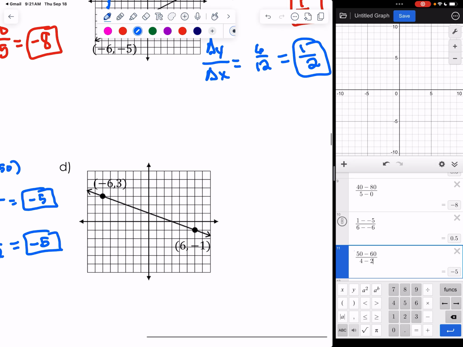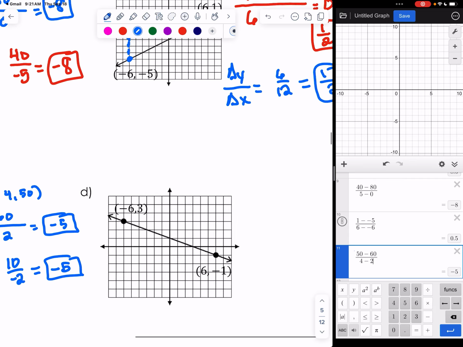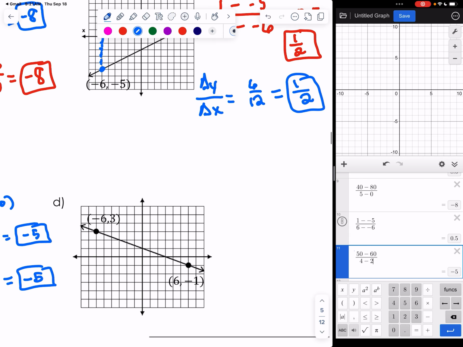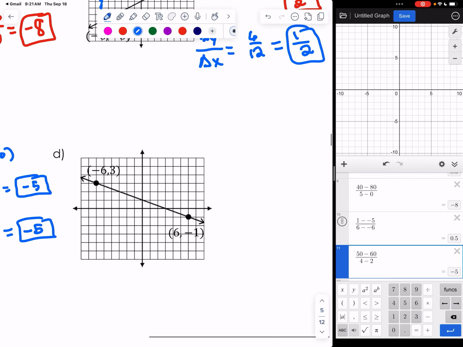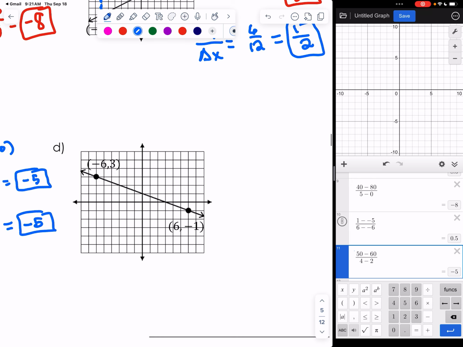All right. In problem D, I want you to pause the video, try problem D on your own. You're going to get the slope twice, once using the slope formula, and secondly, by using the ratio of rise to run. So pause the video and try this problem right now on your own. All right, welcome back. Let's see how you did.